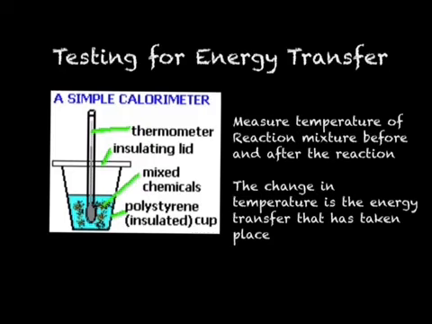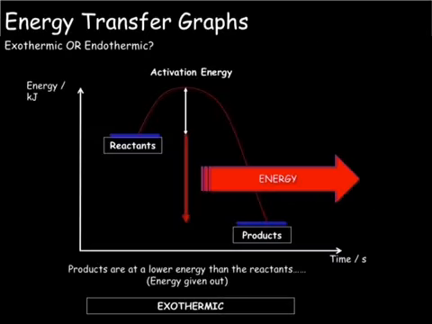By using a polystyrene cup and putting it into a beaker full of cotton wool, we can reduce the amount of energy that's being lost or gained from the surroundings. We can also put a lid on to avoid any energy loss by evaporation. You also need to be able to look at reaction profiles or energy transfer graphs in order to work out if a reaction is exo or endothermic.